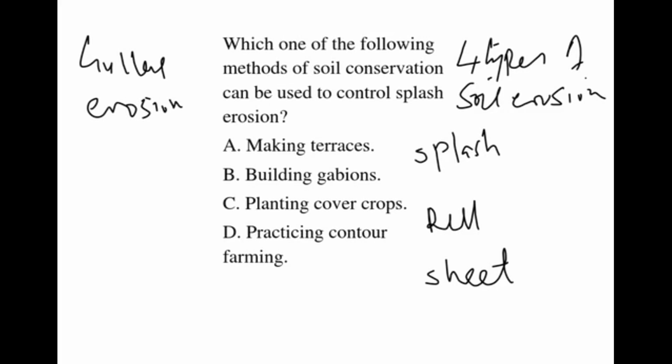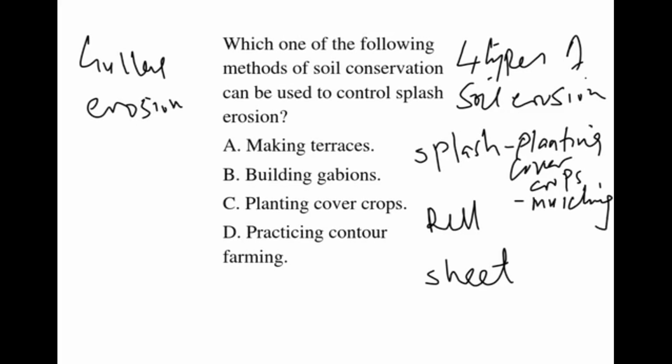All those 4 types of soil erosion can be controlled or prevented through different methods. Splash erosion usually occurs due to the force of raindrops. It can be prevented by planting cover crops, and also through mulching. Both of these reduce the intensity of the raindrops.